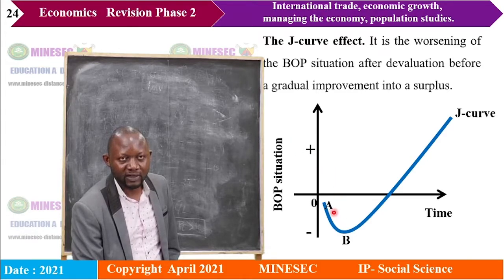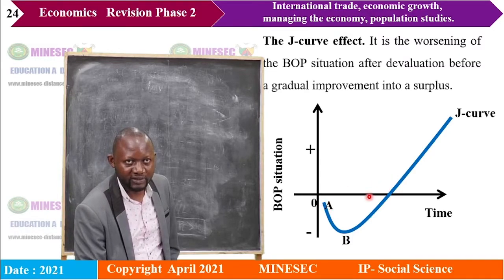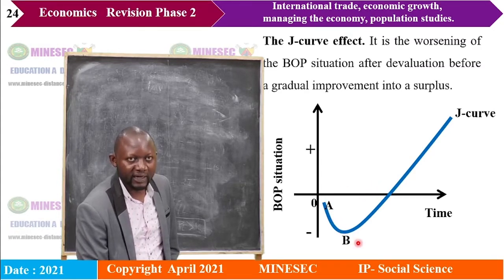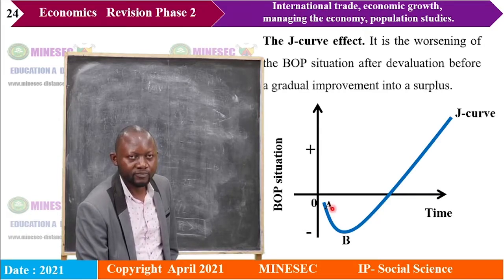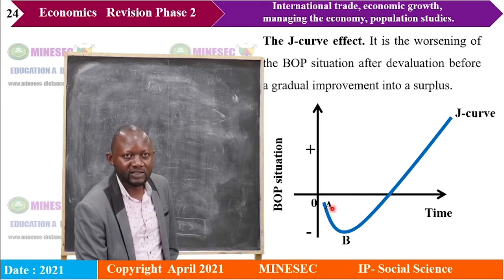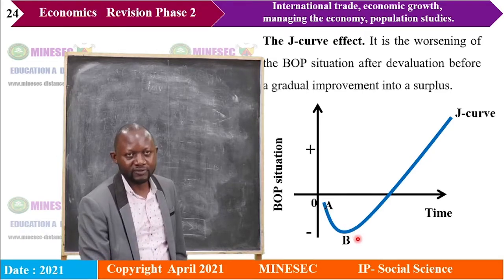Now, let's assume that the BOP situation is at point A, where there is a deficit. And at that point A, the government decides to devalue the currency. What is going to happen is that things are going to get worse initially, and it moves from A right down to B.